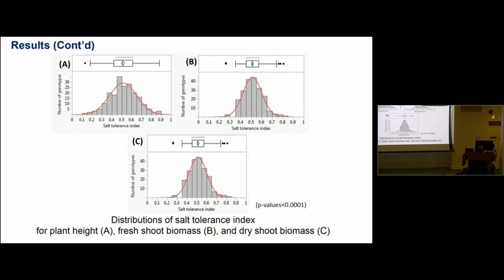Up here we have 3 graphs showing the distributions of salt tolerance for plant height, fresh shoot biomass, and dry shoot biomass. And we can see that all 3 distributions were approximately normally distributed, which indicates that salt tolerance in cowpea could be controlled by a QTL for this population.